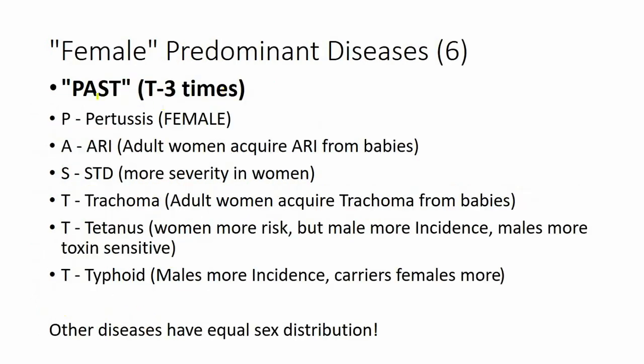Female predominant diseases, we have PAST as the mnemonic with 3 Ts. P stands for pertussis, A stands for ARI in adults, S stands for STD, T stands for trachoma, the other T stands for tetanus, the other T stands for typhoid. Other diseases will have equal sex distribution. So PAST with the 3 Ts is the mnemonic for female predominant diseases.